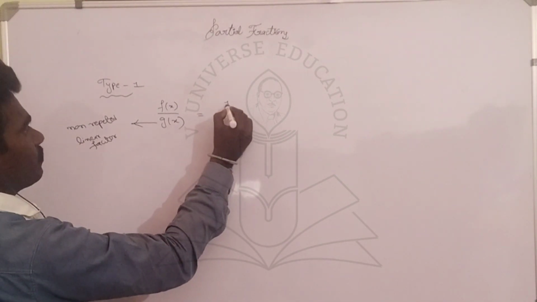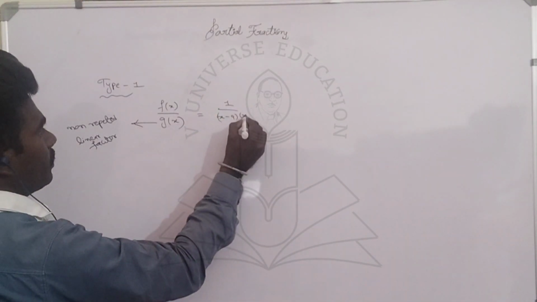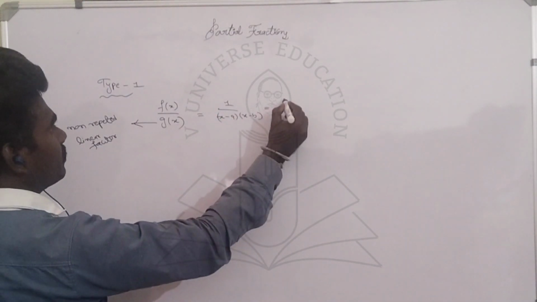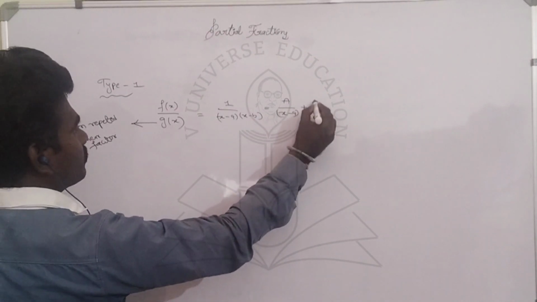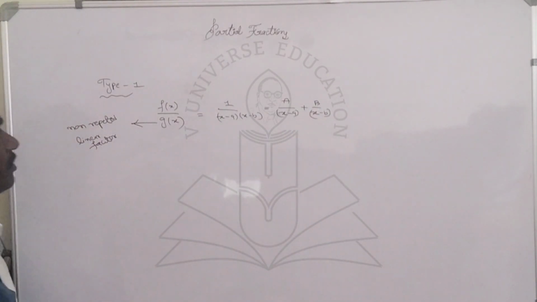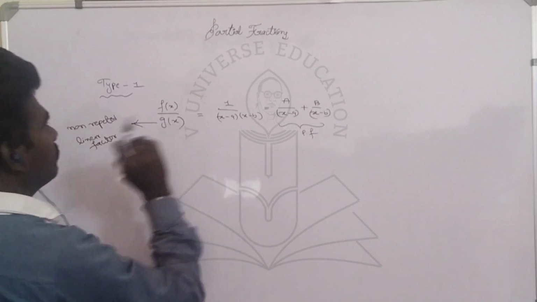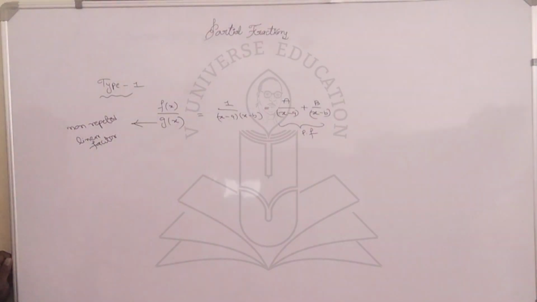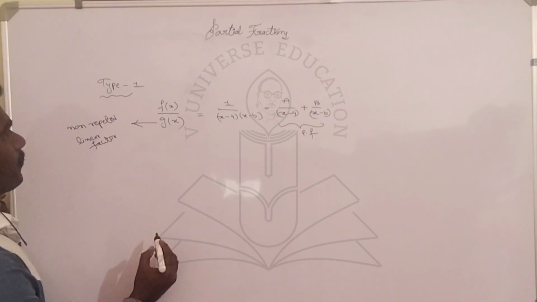So for example, if it is 1 by (x minus a) into (x minus b), we can write this as a by (x minus a) plus b by (x minus b). This is the partial fractions for this type of non-repeated linear factor in the g of x.